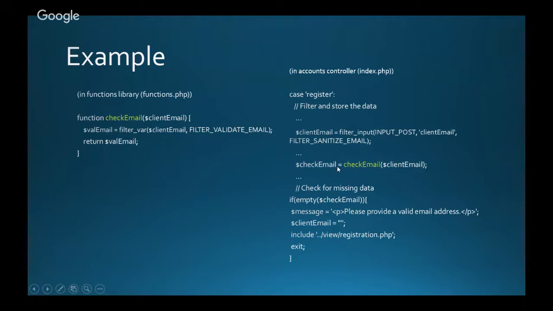Okay, so here is where we actually call that function, and we call that check email function using that client email variable, and then the result is returned to this variable here. And then down here, we use the check email variable to find out if it is empty. If it is empty, we send a message to please provide a valid email address. And then we also empty out the box so that it's ready for a new valid email address.